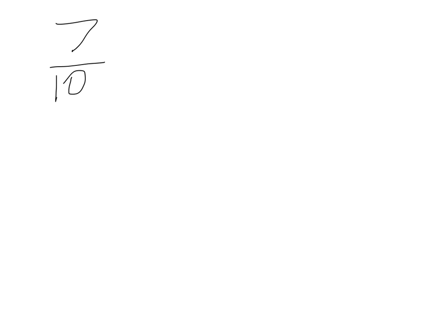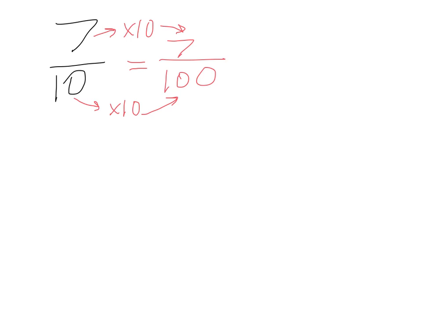Next on our exit ticket was 7/10. So now we need to have the denominator to be 100. To get to 100, we're just multiplying by 10. Whatever we multiply the bottom by, we do the same thing to the top. And that leaves us with 70 in our numerator.